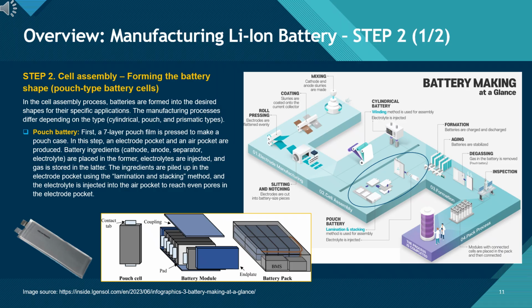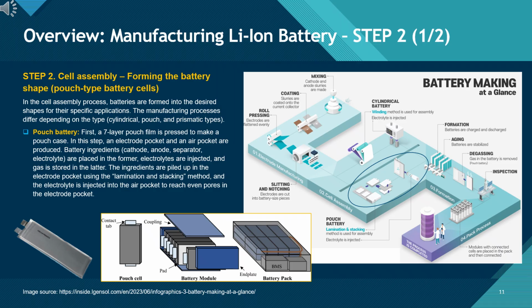Overview: Manufacturing Li-ion battery. Step 2, 1/2 cell assembly, pouch-type cells. This slide explains the second major step of manufacturing, cell assembly, where electrodes and other components are combined to form the actual battery cell. The assembly process differs by cell format, pouch, cylindrical, or prismatic, but the underlying goal is the same: to stack or wind the electrode layers and introduce electrolyte. Here, we focus on pouch-type cells.